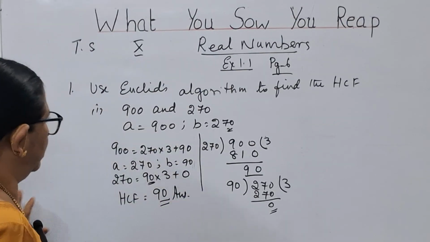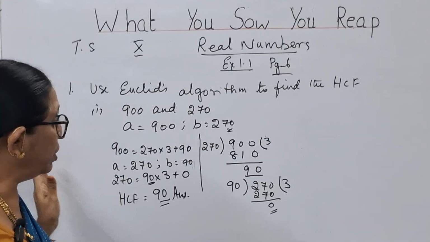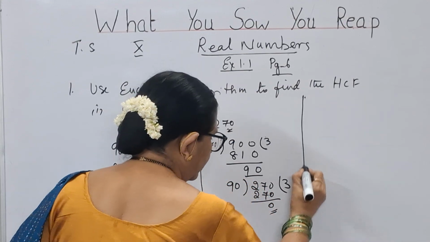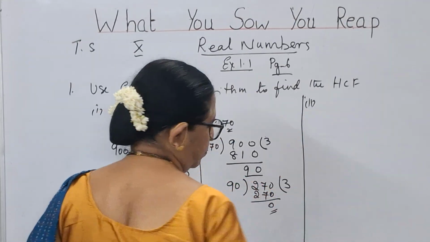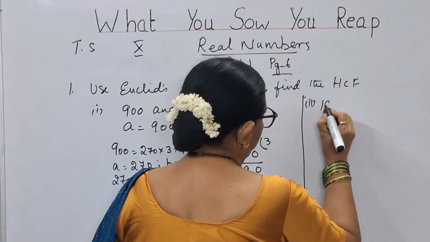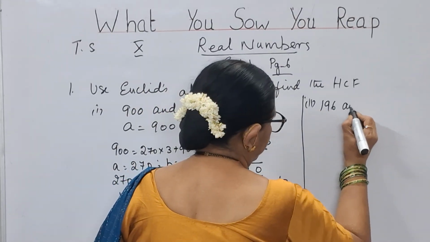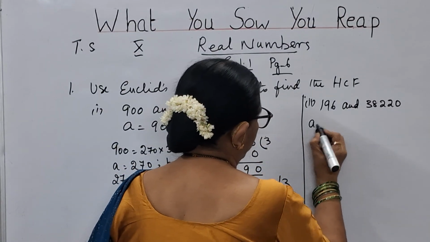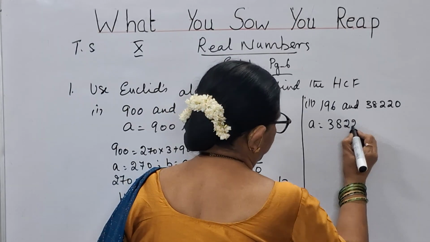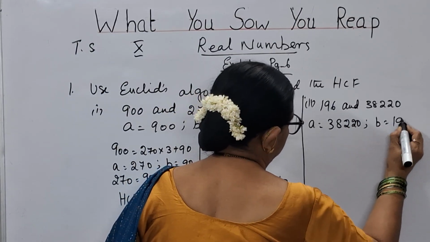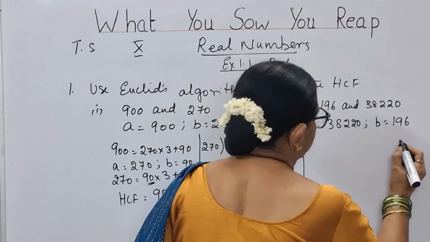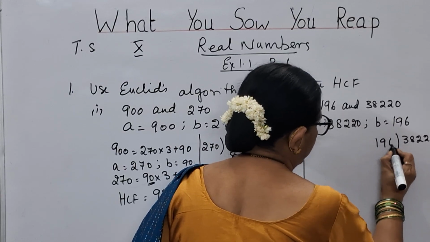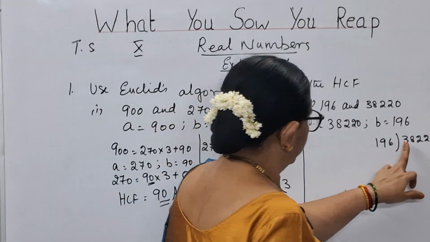So I hope you have understood, children. Already I have explained this in the examples in the previous video. Now let us see what is the second problem. The second problem is 196 and 38,220. So A we are taking as 38220 and B we are taking as 196. So 38220 divided by 196. So 196 here 3 is there.